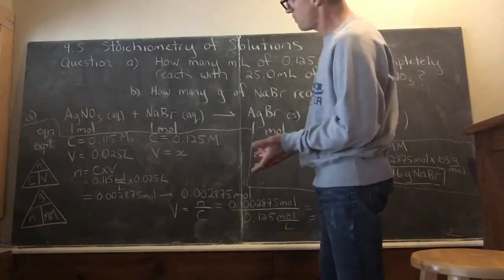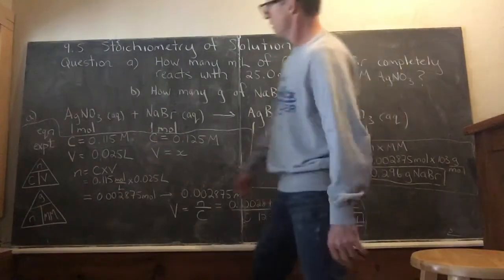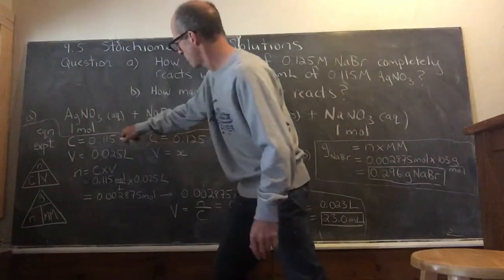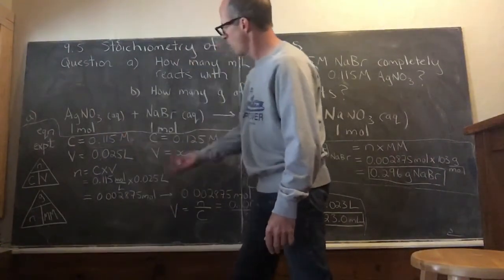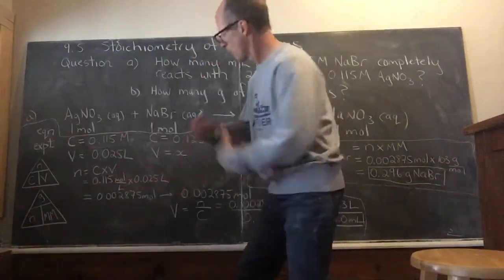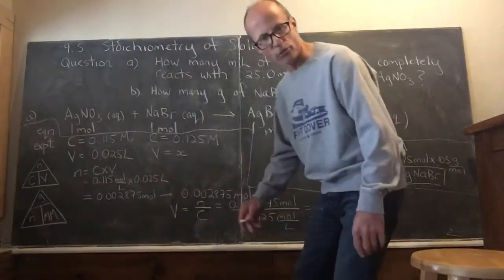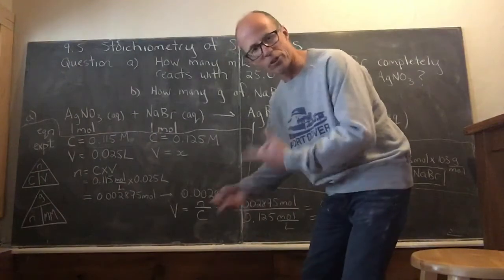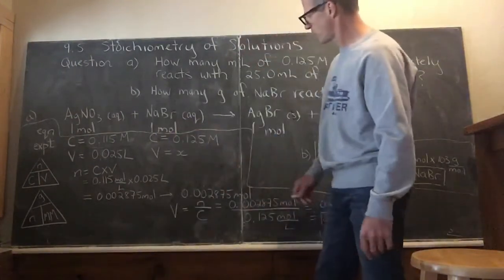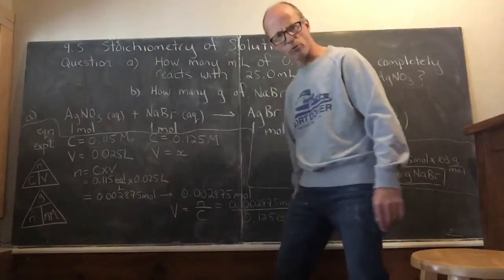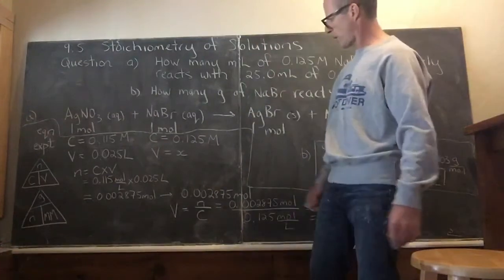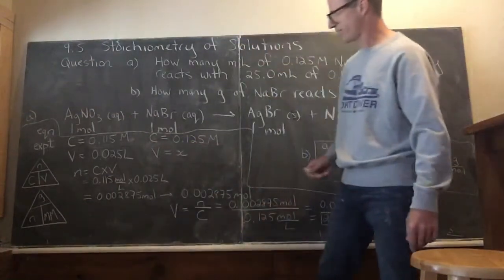Well, in the experiment, we write down what we know. We know the concentration of the silver nitrate is 0.115 moles per liter. And we know the volume of the silver nitrate is 25 mL or 0.025 liters. We're going to convert to liters because our units work out better that way. We know the concentration of the sodium bromide is 0.125 molar, but we don't know the volume. That's the original question, so I will call that X.